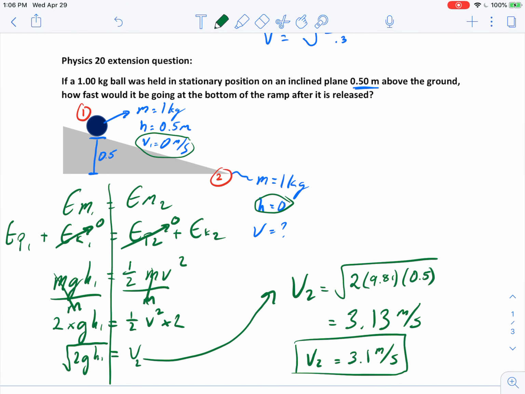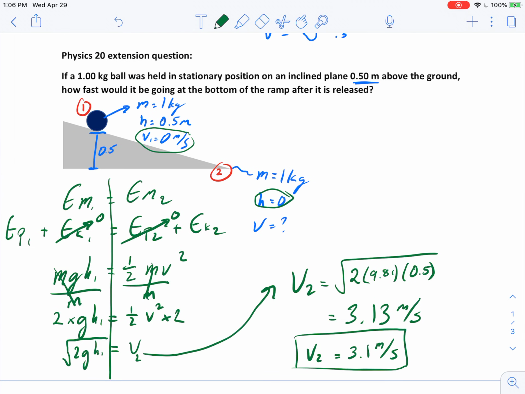So Physics 20 is just a little bit of an extension on what we're learning now. Hopefully this helps, and when you see this question next year, you can send me an email and tell me that you understand it, hopefully.